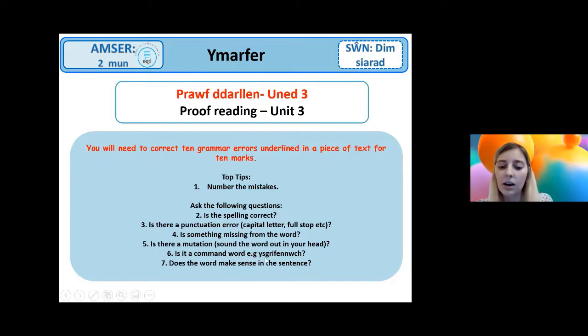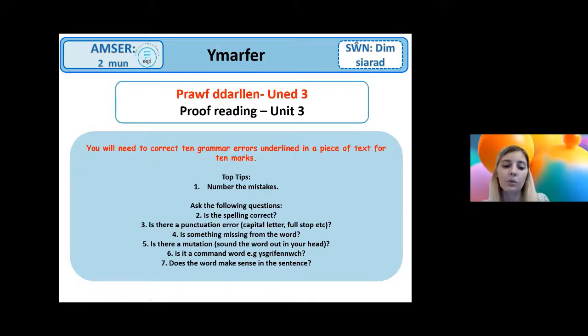Then they may give you a command word. So a command word is an instruction, and you need to correct the mistakes. You need to take off the last letter and add on WCH. So it could be ysgrifennwch. So instead of ysgrifennu, the word, which would end in a U, if someone is telling you to write something down, you would say ysgrifennwch. So you've taken off the last letter, if in doubt, and added on WCH.